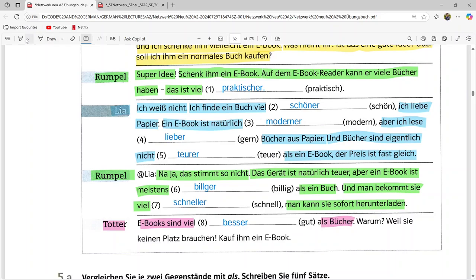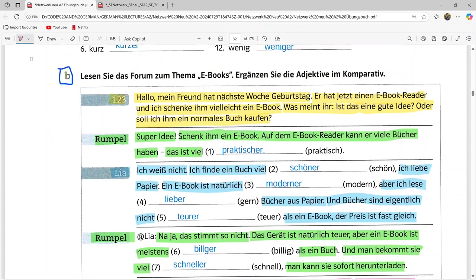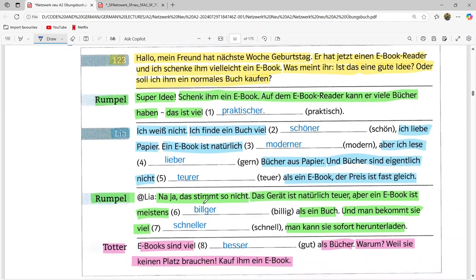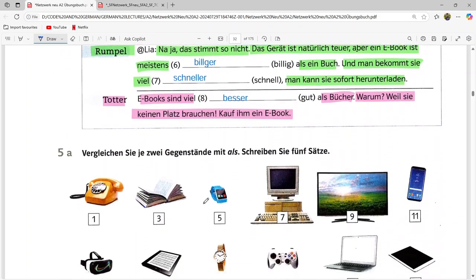Warum? So he is now answering why. Weil sie keinen Platz brauchen, because you don't need any place to keep the book. Kauf ihm ein e-book. Buy him an e-book. Okay. So we have completed this with the comparative form of the adjectives. Okay, done. Let's go down.